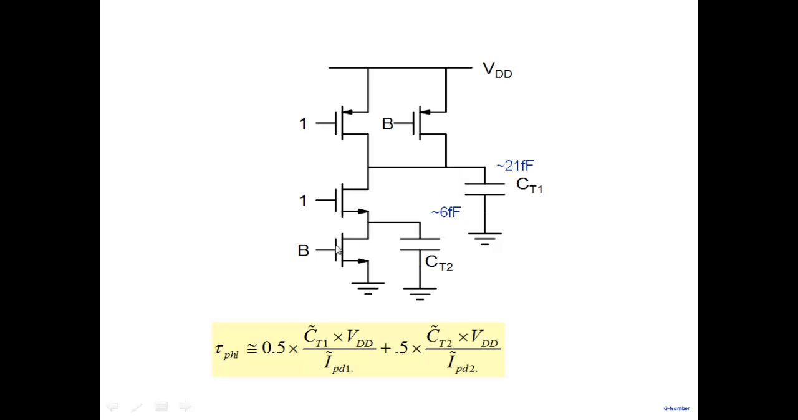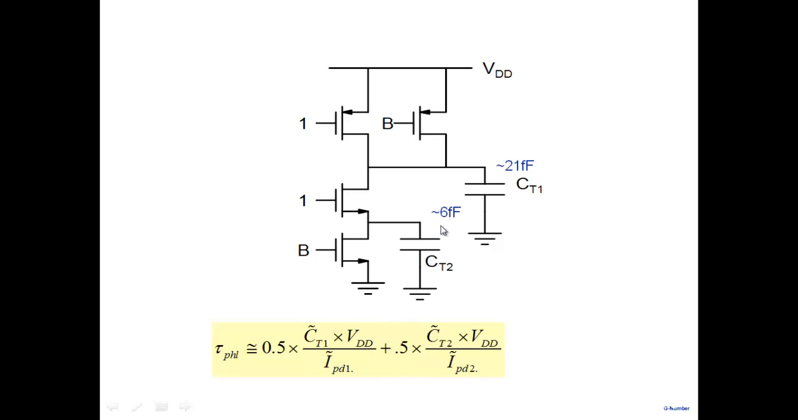When I make B equal to 1, I switch it on. Now this capacitor has to be discharged and this capacitor also has to be discharged. So I need to discharge 2 capacitors here, so the delay is going to be higher. If I discharge this capacitor, well, CT1, VDD, IPD1, whatever is the current that is discharging this one. When I look at this one, this is a very simplistic analysis, 0.5 CT2, whatever is the pull down current associated with this.